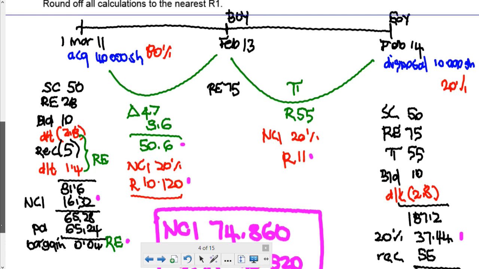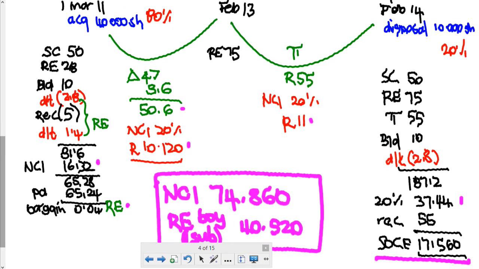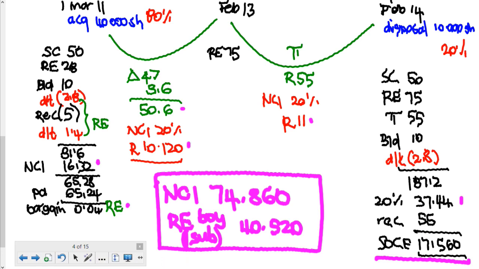187,200. I sold 20%, 37,440. I sold it for 55. So therefore I made a profit of 17,560. Because I didn't have a change in control, that profit goes to the statement of changes in equity, 17,560. Then looking at the numbers that need to come out of here for my calcs.